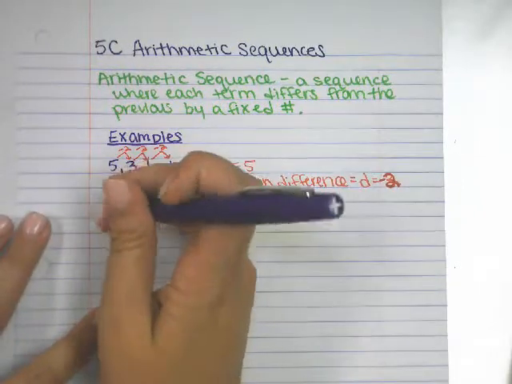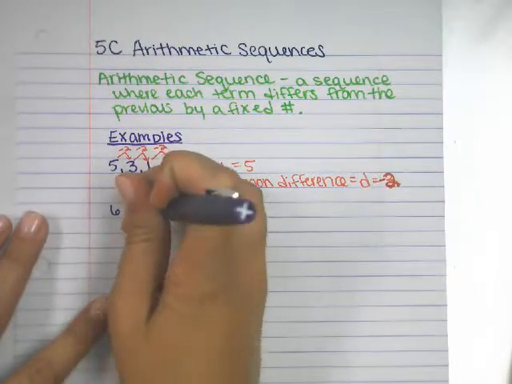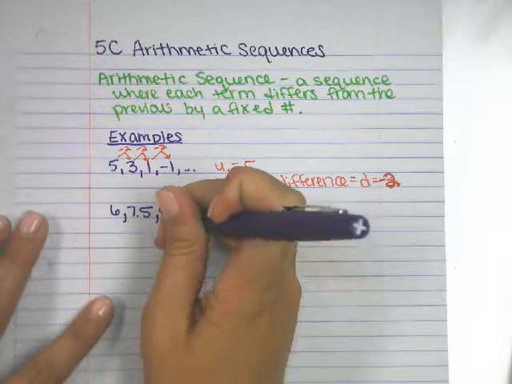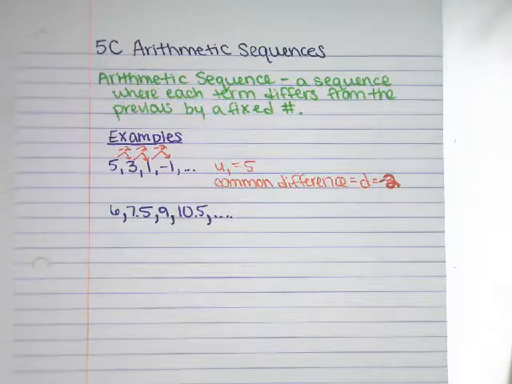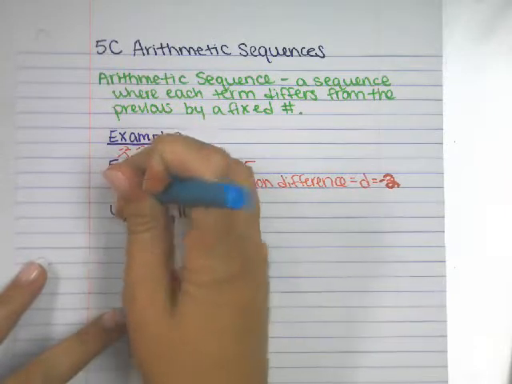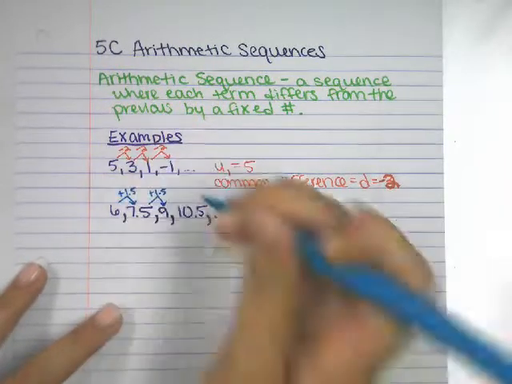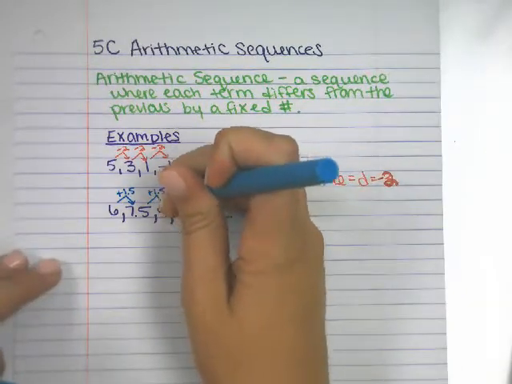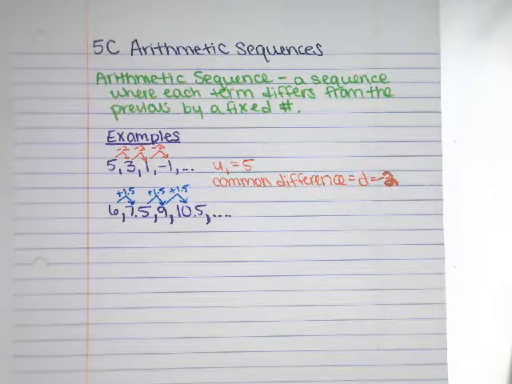Okay, here's another example. How about 6, 7.5, 9, and 10.5? Keeping my commas different from my decimal points. So, how much does this increase or decrease by? It is increasing, so we should be adding a certain number each time. So, what number are we adding? So, to get from 6 to 7.5, we add 1.5. And then we look to see, does that continue? 7.5 plus 1.5 is 9. Good. Add 1.5 again. Check. That's 10.5. So, we are increasing by 1.5 each time.